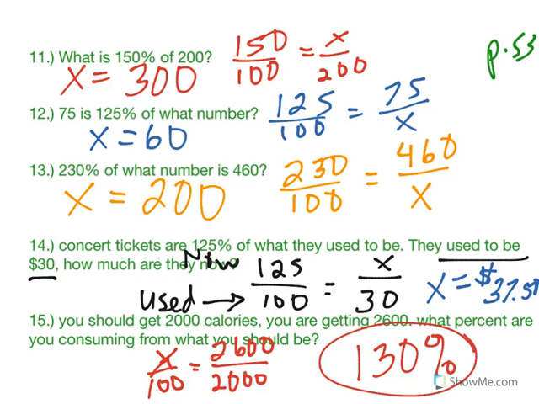And you can think about it. You should know if you should do 2,000 and you're doing 2,600, right? That's more than the total. So you are consuming more than 100% of what you're supposed to be doing. So, okay, let's go to page 54 and these story problems.